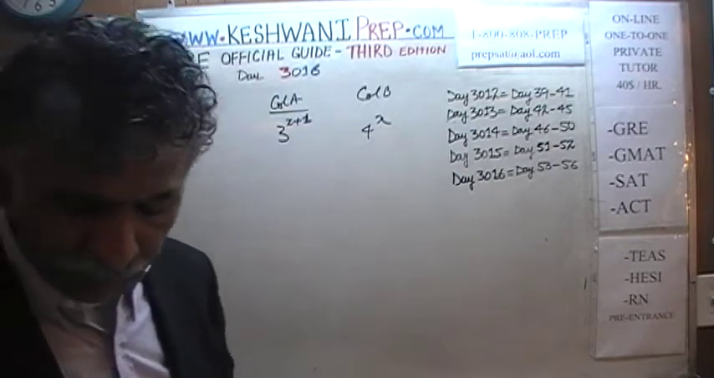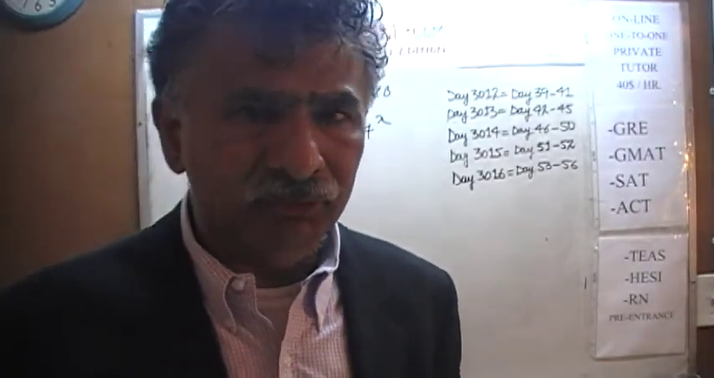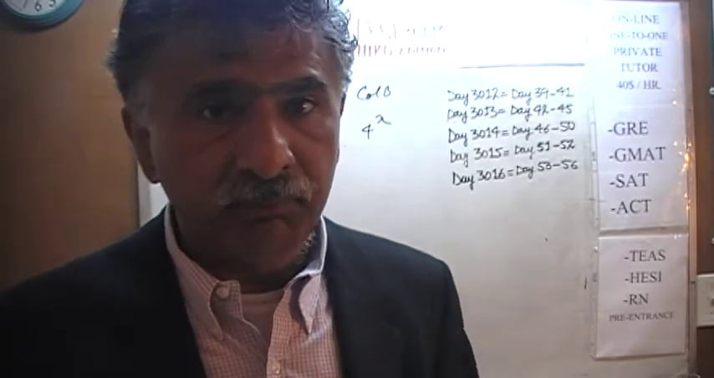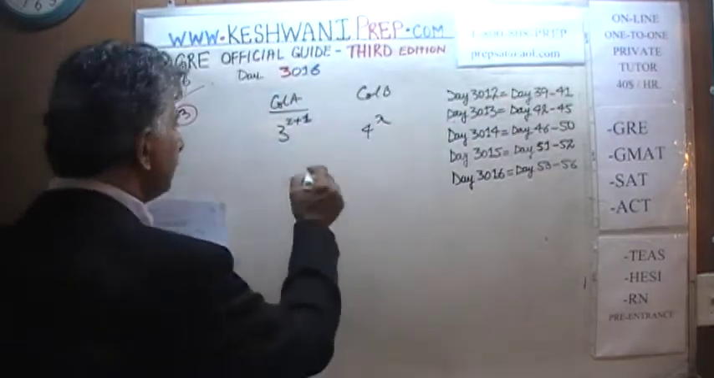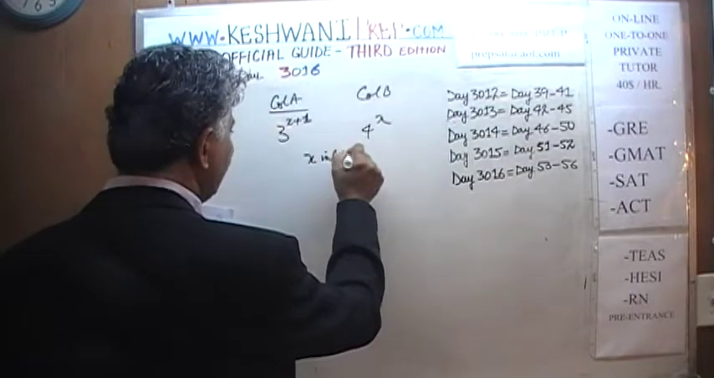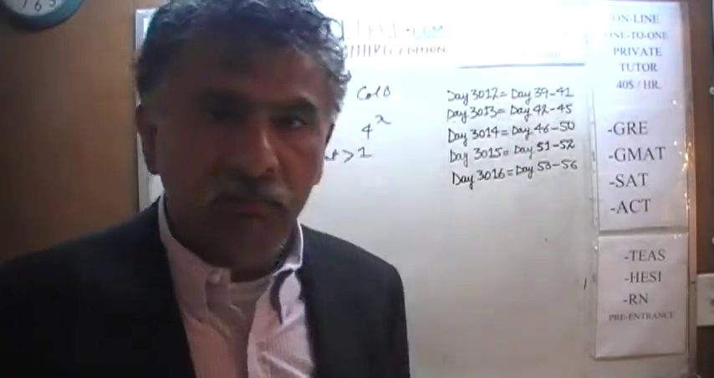I left out something very important. It's important that you have the book in front of you. As I always remind you, you must read the problem yourself. Do not depend on my reading the problem to you. What I left out is that we are told x has to be an integer, and it has to be more than 1. Those are the 2 conditions we have to fulfill. It has to be a whole number, more than 1.